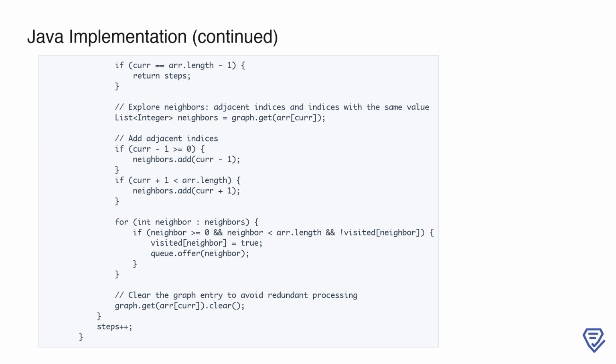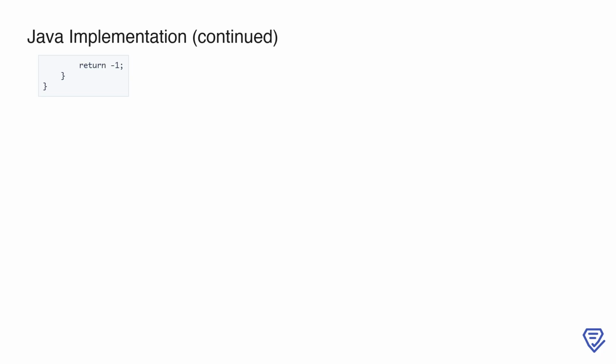Once all indices at the current BFS level are processed, we increment the step counter and continue to the next level. Finally, if the BFS completes without reaching the last index, we return -1, indicating that it is not possible to reach the end of the array. This ensures that the function properly handles edge cases where a solution does not exist. With this implementation, we efficiently use BFS to find the minimum number of jumps required to reach the last index, leveraging the graph to quickly access indices with the same value.